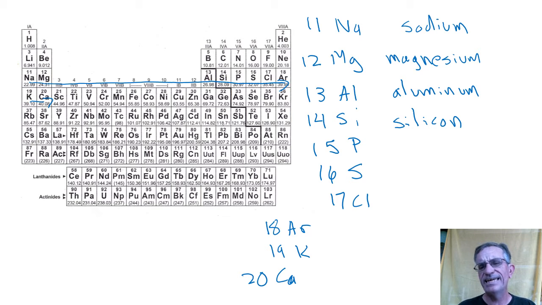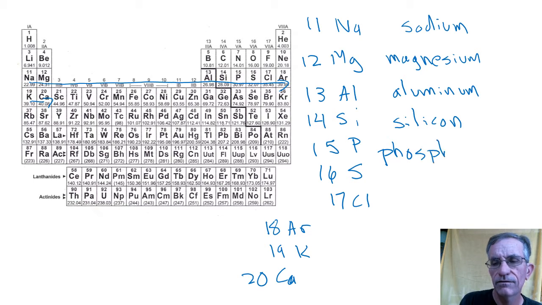How about P? What can I tell you about P? That's one again you need for your body. You get it from plants and vegetables. It's part of DNA and things like that. Does anybody know what P is? P is phosphorus.